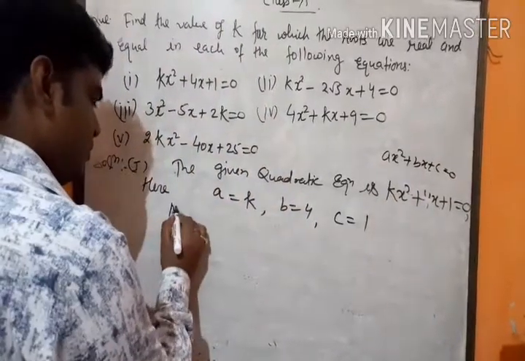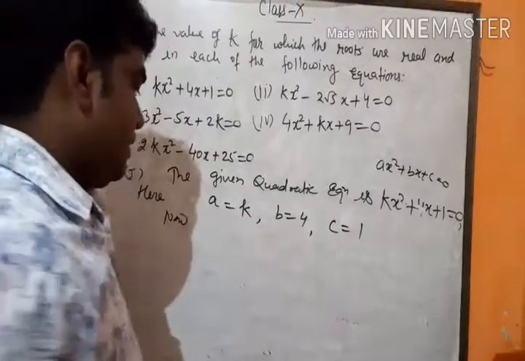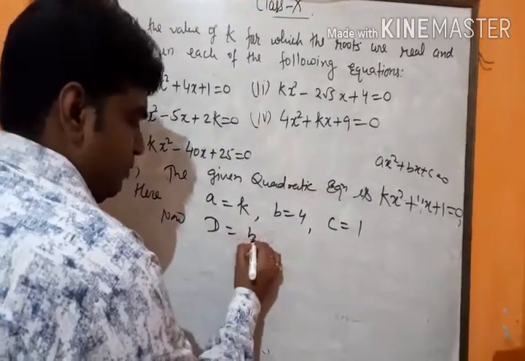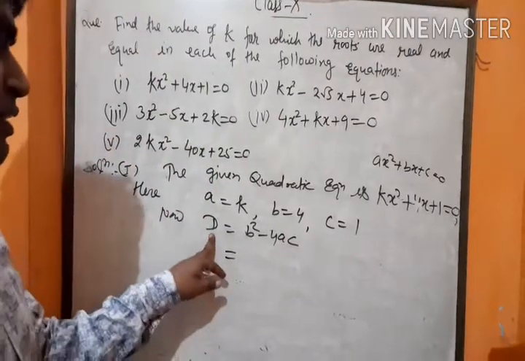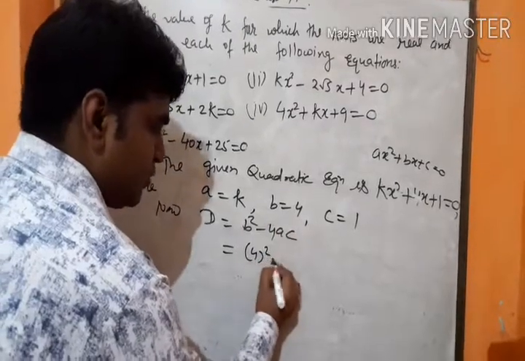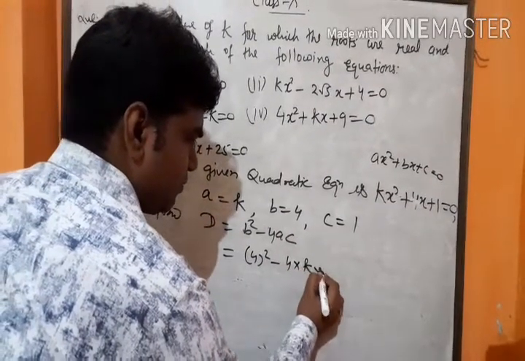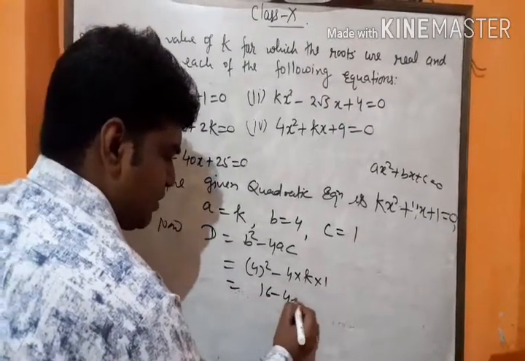Now we have to find its discriminant. D equal to b square minus 4ac. Here D is called the discriminant of the given quadratic equation. Here we see that 4 square minus 4 into k into 1, so it gives 16 minus 4k.